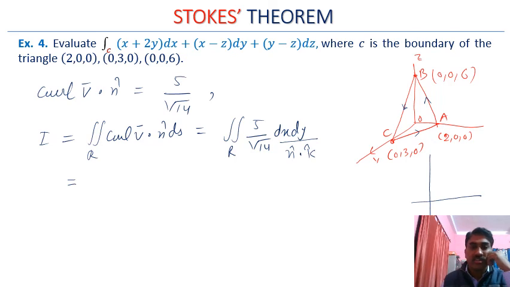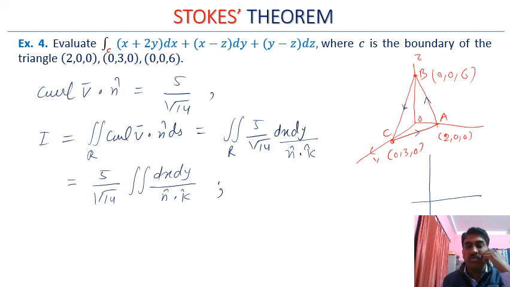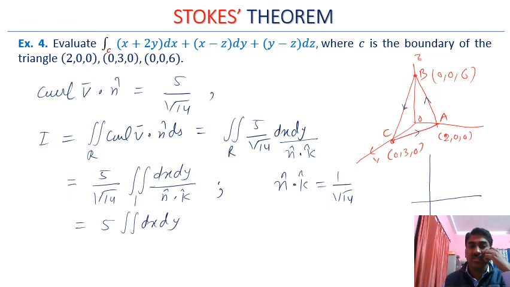So we just get 5 by root 14 times the double integral of dx dy by n dot k. What we need is to find n dot k. Because we have n and we have k, n dot k is exactly 1 by root 14. Put this n dot k here, so 1 by root 14 will cancel 1 by root 14, and we just get this dx dy over the region R.